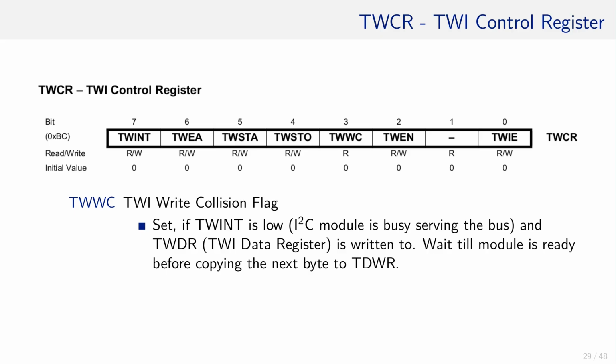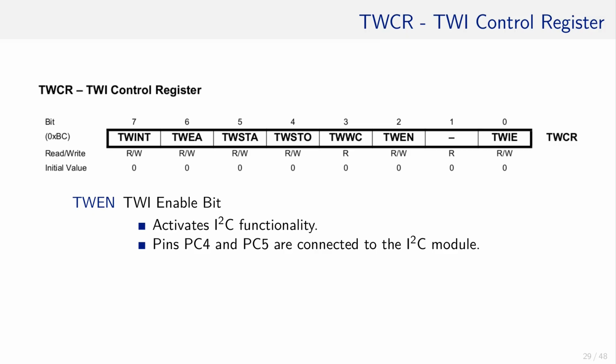Ideally, the TWWC bit is never set. It describes an error condition in which the software already accessed the TWI data register while the I2C hardware unit was still busy transmitting something such as the slave address. Before modifying anything, please make sure that TWINT is set. Nothing is going to work if TWEN is not set, as this bit activates the I2C hardware and connects the two pins PC5 and PC4 to it.